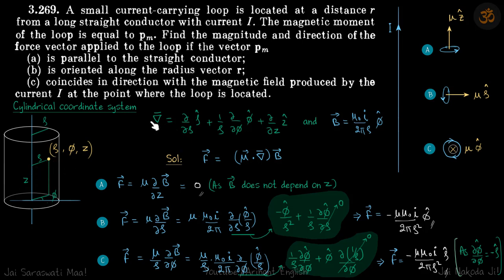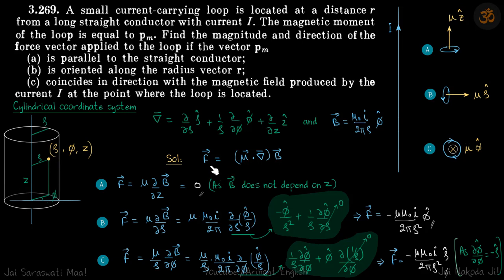Now the del operator for the cylindrical coordinate system is dou by dou rho rho cap plus 1 by rho dou by dou phi phi cap plus dou by dou z z cap. And we know the magnetic field at a distance rho. We are not using the term r now because here we are using rho, so let's use rho everywhere. So the magnetic field is mu naught I by 2 pi rho phi cap. The direction of phi cap will be perpendicular to rho.